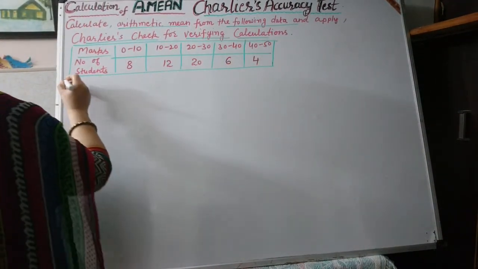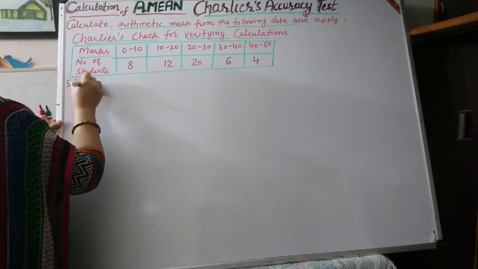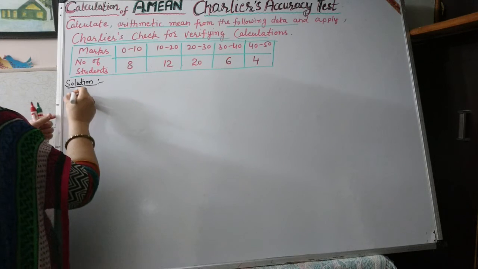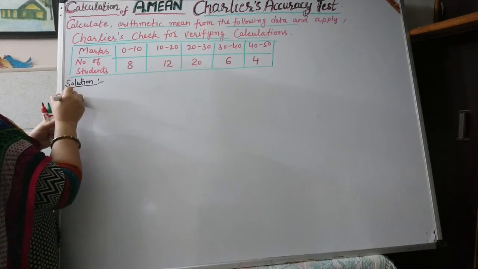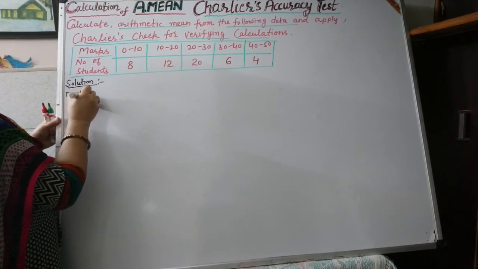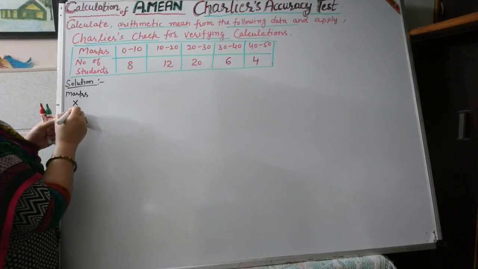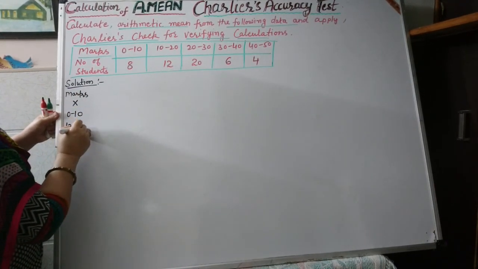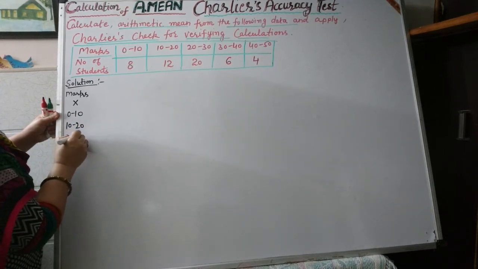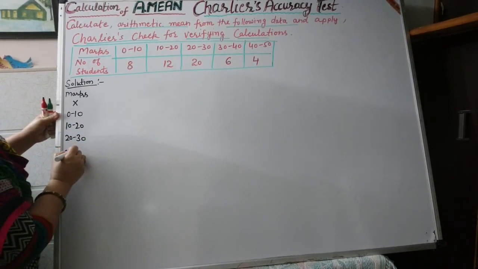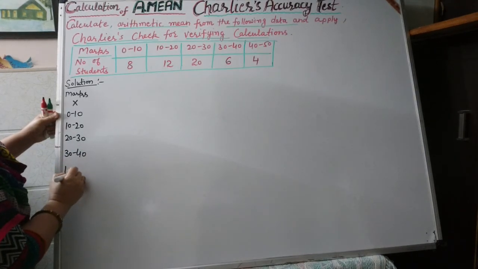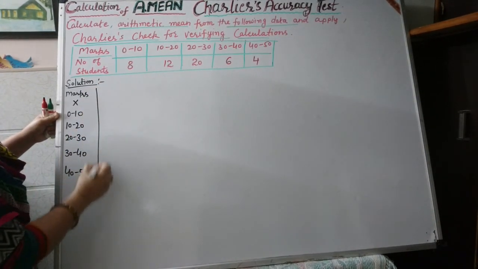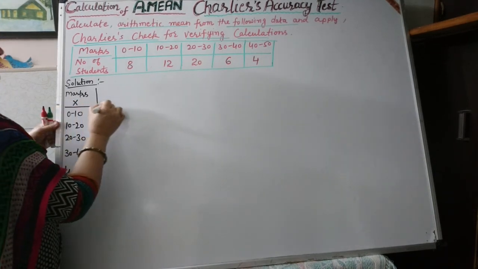So let us start. Whichever values are given, I am writing here. Number 1, marks. Marks means the values of x are given: 0 to 10, 10 to 20, 20 to 30, 30 to 40, and the last one is 40 to 50. These are the class intervals, values of x.